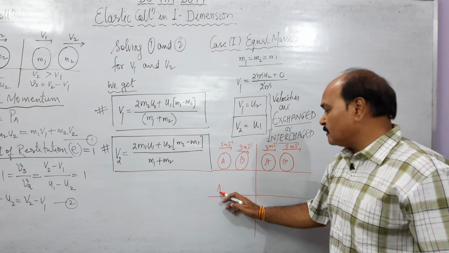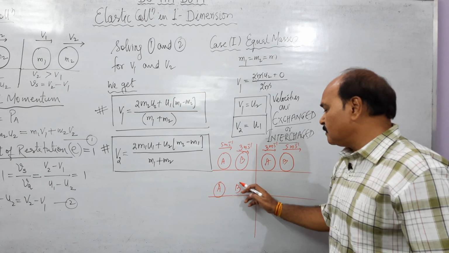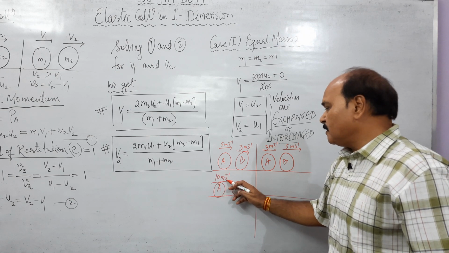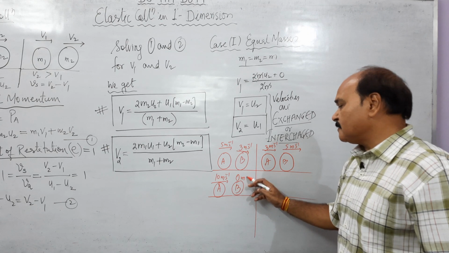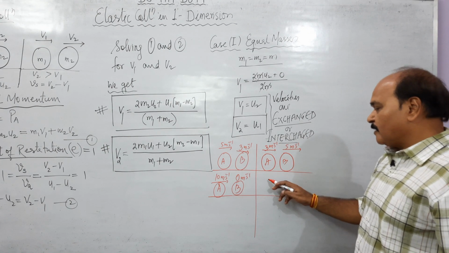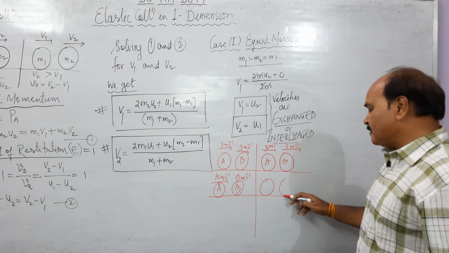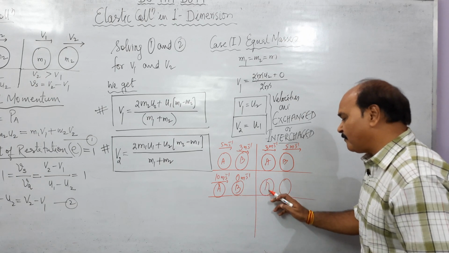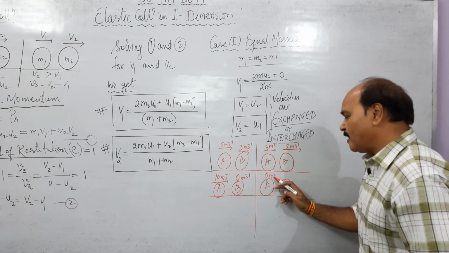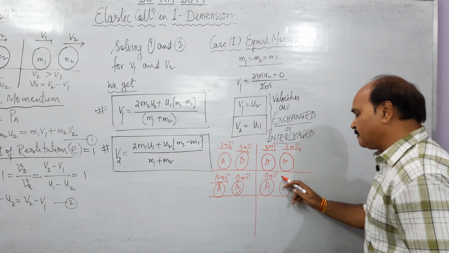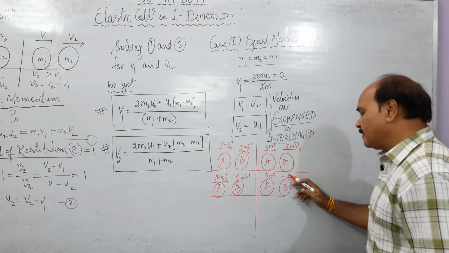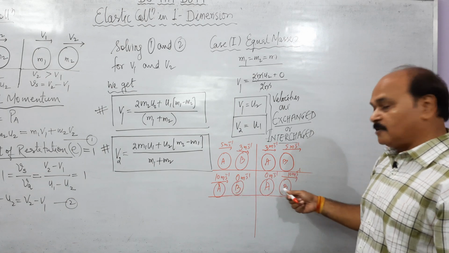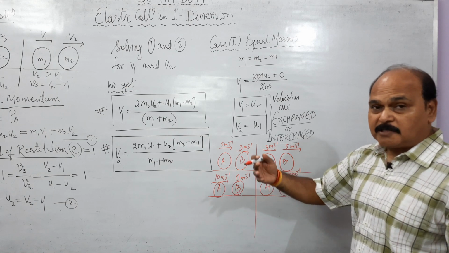This is body A, this is body B. If this body is moving with the velocity of 10 meter per second towards right, and this body is at rest, what is going to happen? They are going to exchange their velocity. That means A is going to acquire the velocity of B. A will have the final velocity as 0 meter per second. And B will have the velocity of A. That means B will move towards right with the velocity of 10 meter per second. Velocities are exchanged. B acquires the velocity of A and A acquires the velocity of B. This is the meaning of exchange or interchange of velocity.